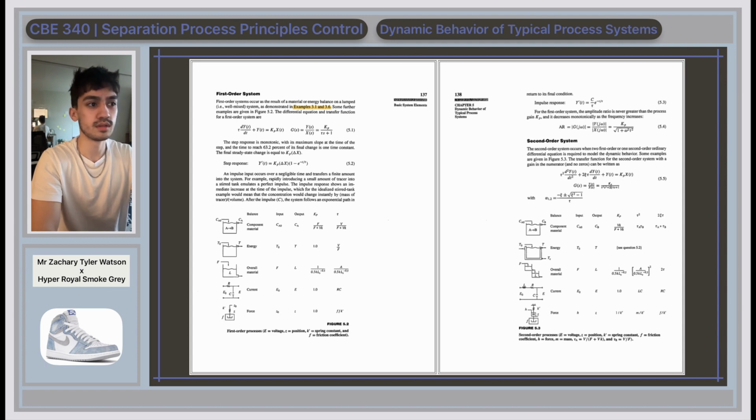Also, we are given the transfer function. It's different for a first and second order system. And lastly, we're given a new variable titled alpha, and alpha is the two roots of the characteristic polynomial. Thus, the formula for alpha is simply the quadratic formula.